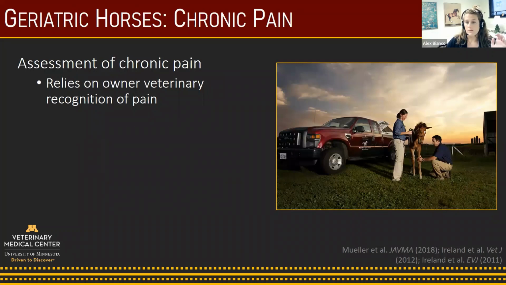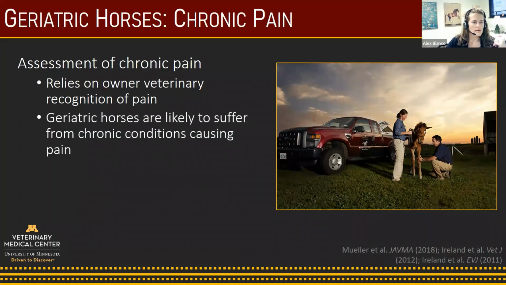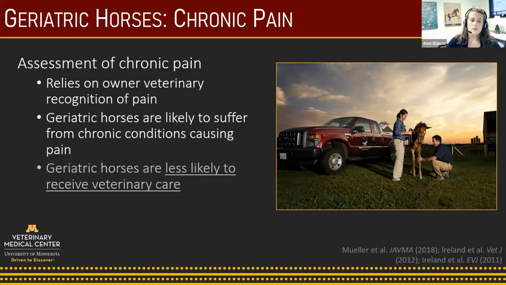So assessment of chronic pain, we know it relies on owner and veterinary recognition of pain. We also know that geriatric horses are likely to suffer from chronic conditions causing pain, like osteoarthritis. And then we also know that geriatric horses are less likely to receive veterinary care than non-geriatric horses.